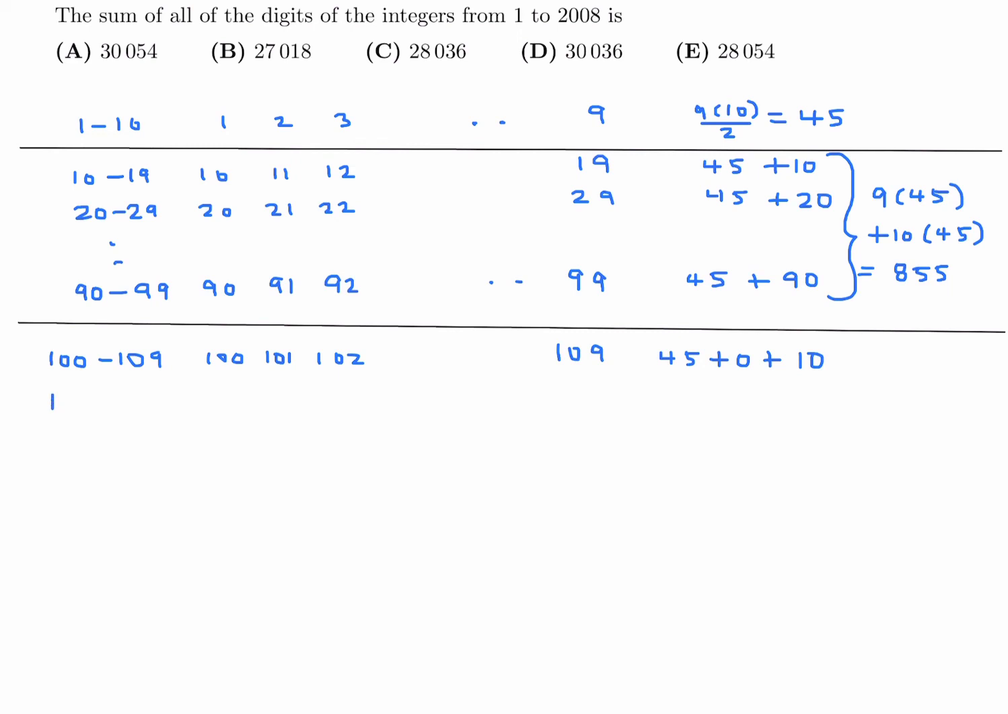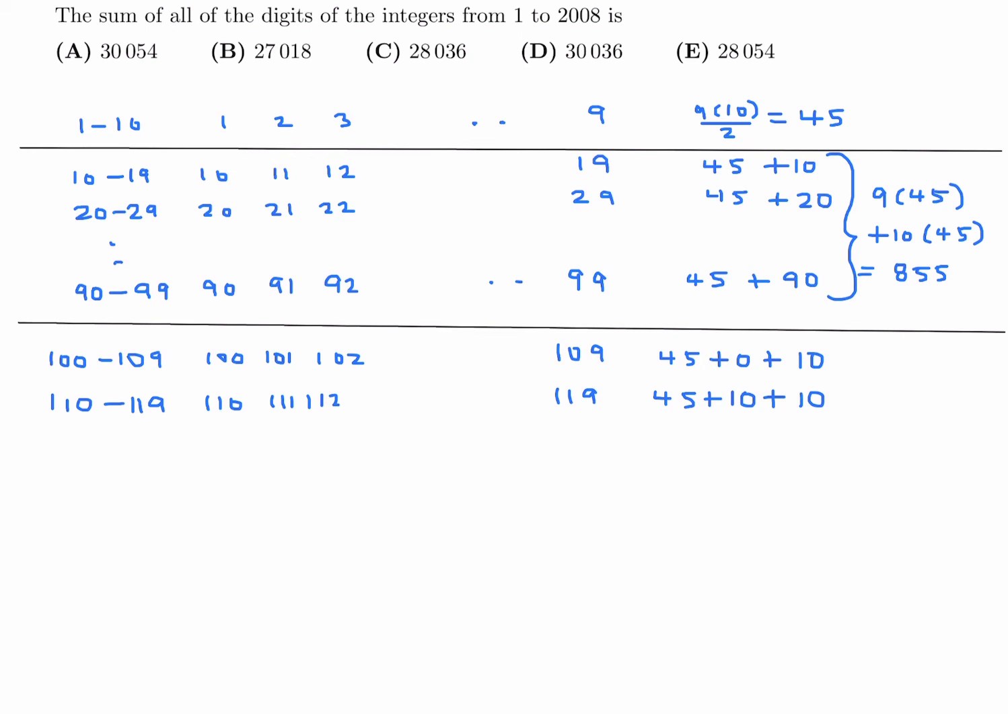And then we've got 110 to 119. 110, 111, 112, all the way until 119. Units digits, again, give me 45. But now the tens digits give me all ones. So if I add up those, there'll be 10 of those. And then the hundreds digits are, again, just ones. So that just gives me 10.